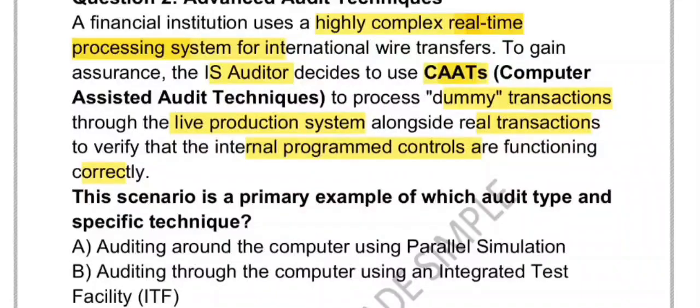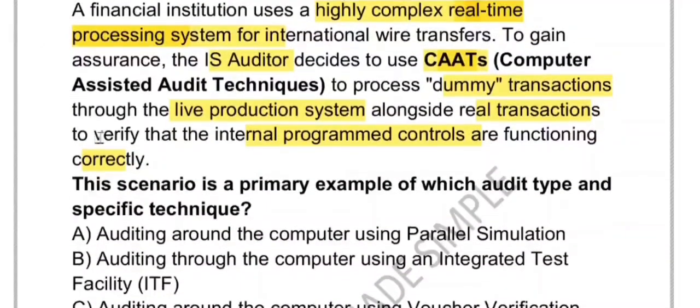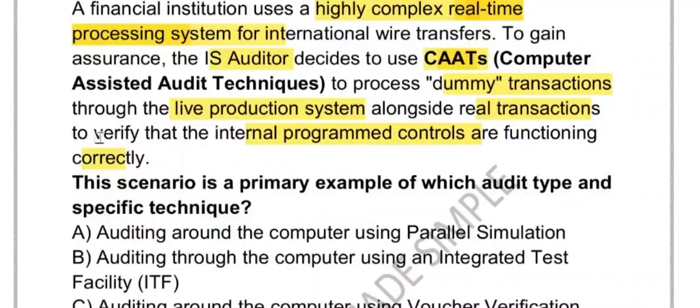Now the question is, this scenario is a primary example of which audit type and specific technique? The options they have given: A, audit through the computer using parallel simulation. Option B says audit through the computer using integrated test facility. C says audit around the computer using voucher verification, and D says audit through the computer using data extraction.